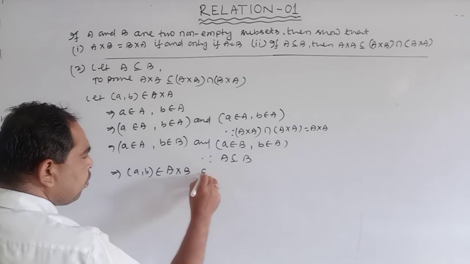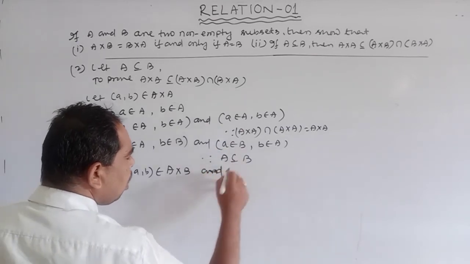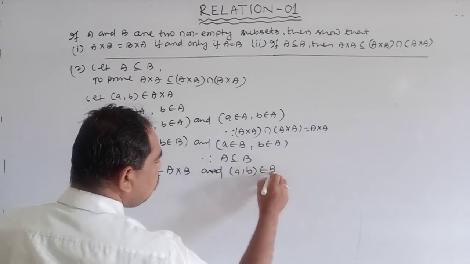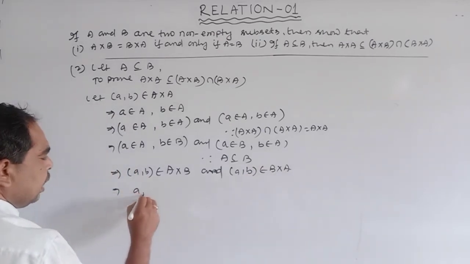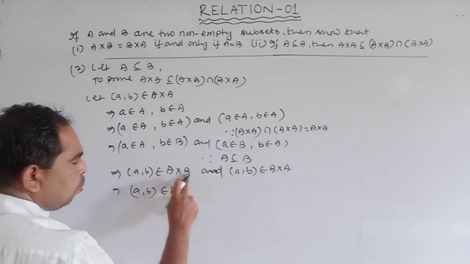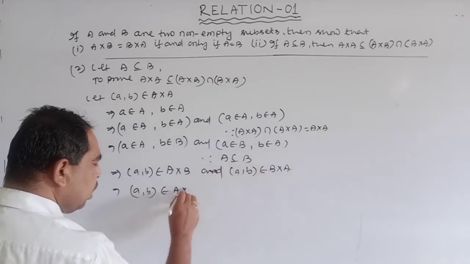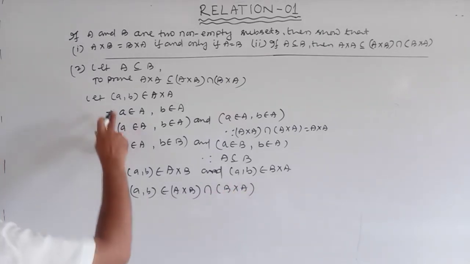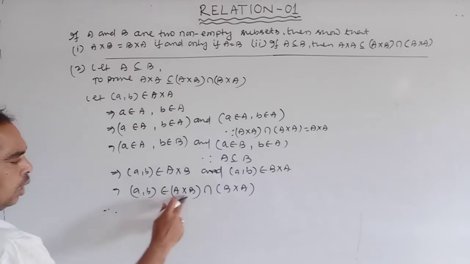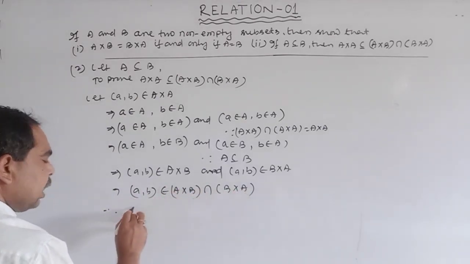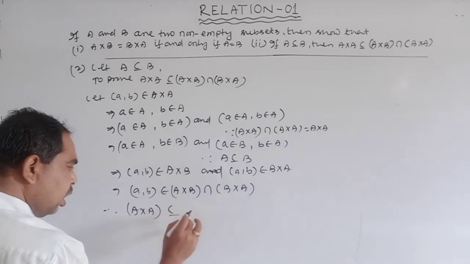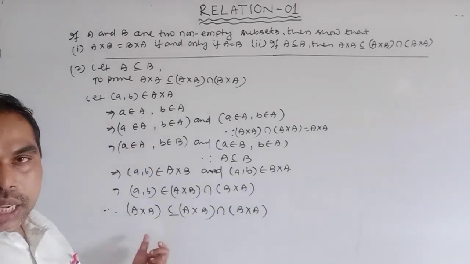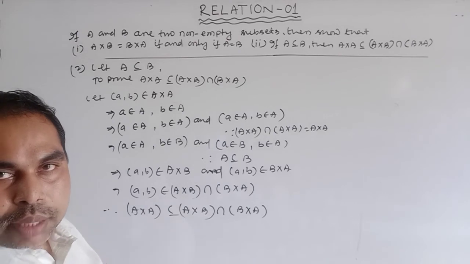So this implies A belongs to A, comma B belongs to B means ordered pair A, comma B belongs to A into B, and ordered pair A, comma B belongs to B into A. So this implies A, comma B belongs to A into B and B into A. So A into B intersection B into A. Okay, therefore A, comma B belongs to A into A implies A, comma B belongs to A into B intersection B into A. That implies A into A is a subset of A into B intersection B into A. Okay, hence proved.